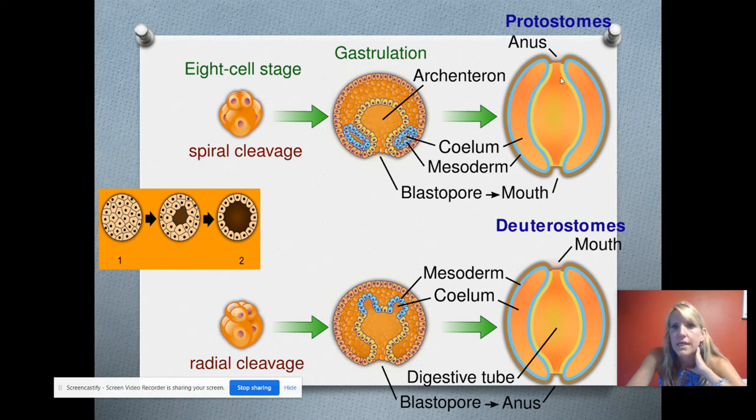And so in a protostome, the blastopore turns into the mouth, okay? Protostome, blastopore turns into the mouth. In deuterostome, blastopore turns into the anus, okay? So deuterostomes are like chordates, so like humans and mammals and all those vertebrates with backbones, as well as echinoderms, like starfish. Protostomes are like the invertebrates, like the bugs and things like that.